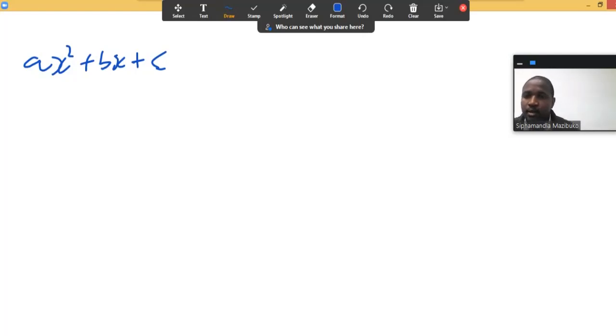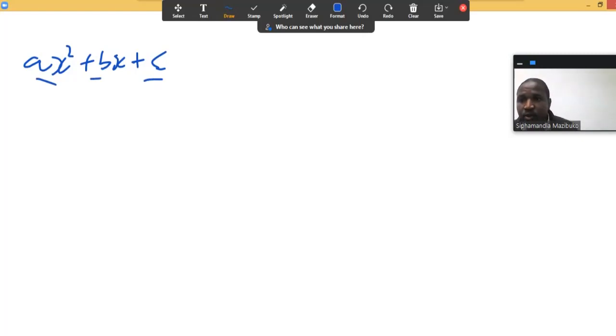Hi guys, and today we're looking at factorizing the quadratic expression. So normally this is our normal equation for any quadratic equation. So we normally have one, two, three terms. We say we have first term, second term, and third term. And the second term, sometimes it can be referred to as the middle term.